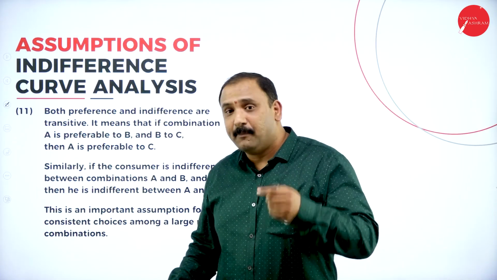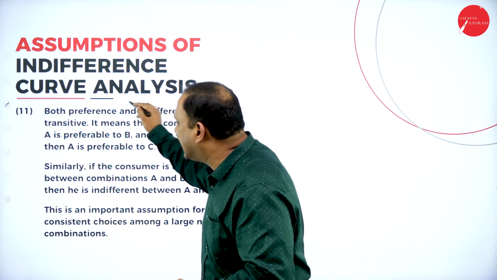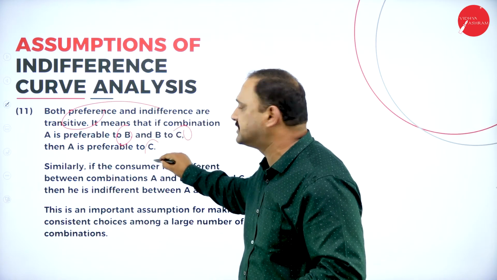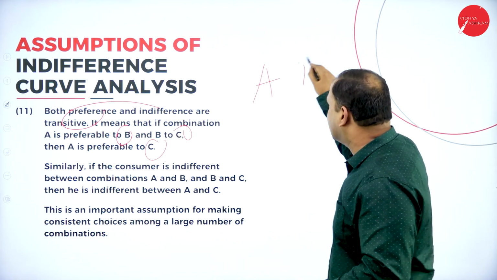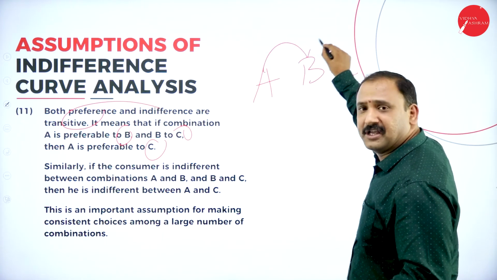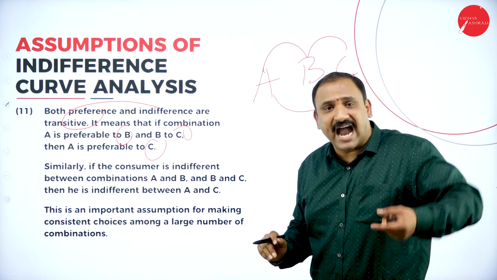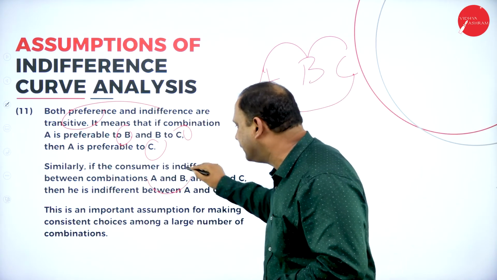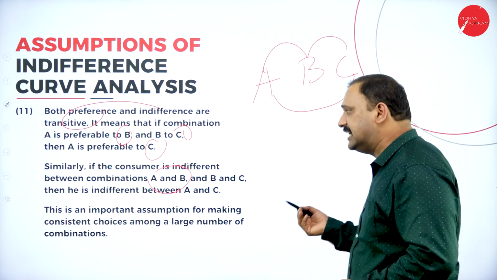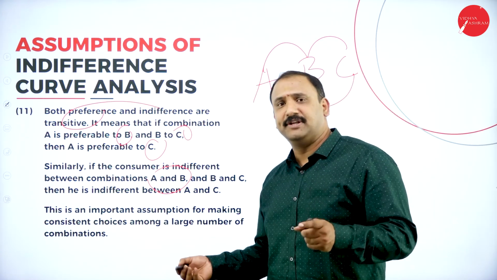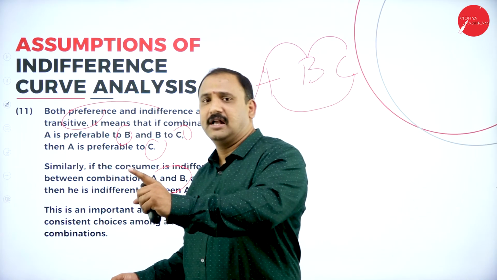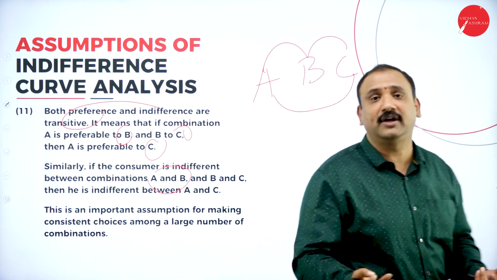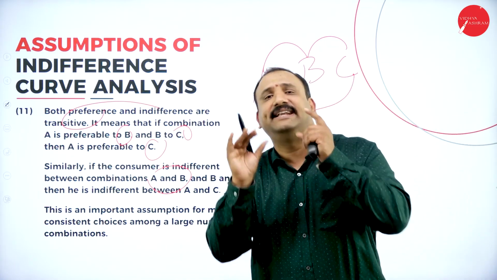Now, the next thing is that both the preference and the indifference are transitive. That means the combination A is preferable to B, B is preferable to C, and A is preferable to C. So when I have three factors A, B, and C, I can go from here to here or from here to here, which means I keep on moving between these factors. Similarly, if the consumer is indifferent between the combination of A and B or B and C, he is indifferent for A and C also, which means one law applies for all. He is indifferent for one combination, which applies to the other combinations also. That's what the indifference curve basically teaches you.